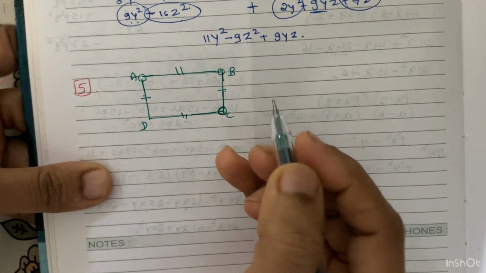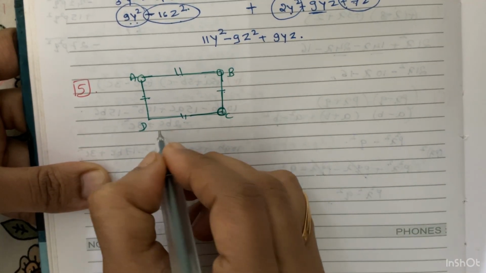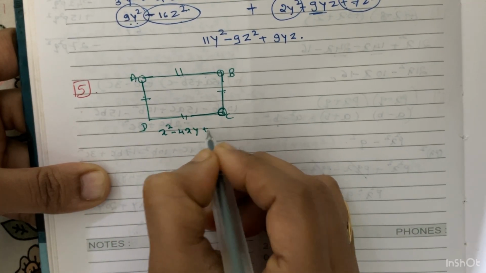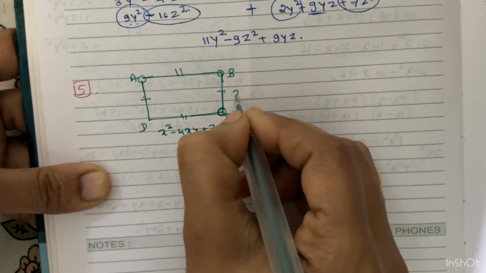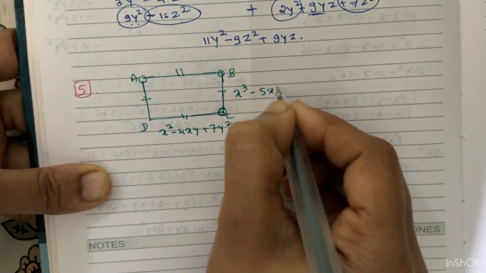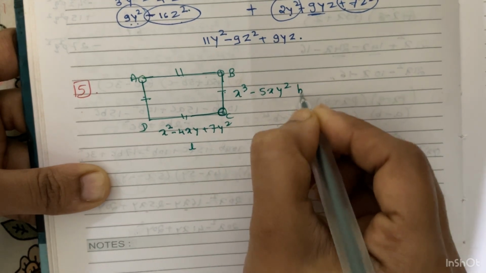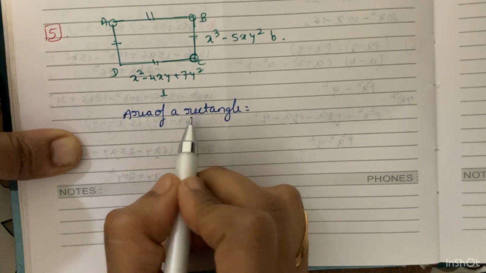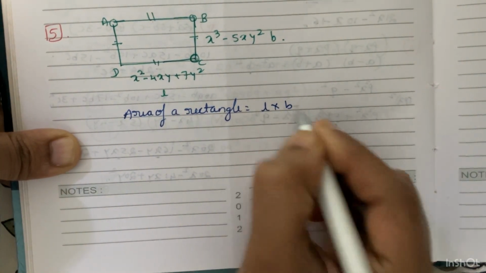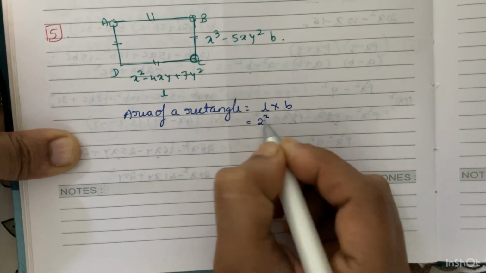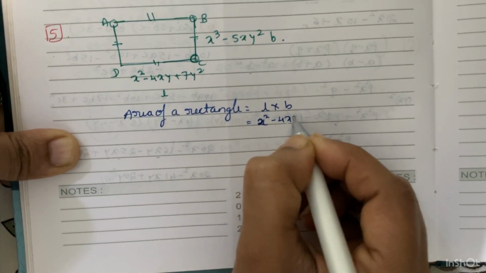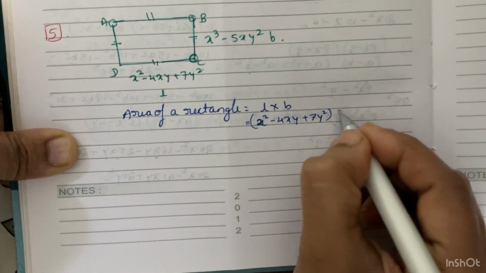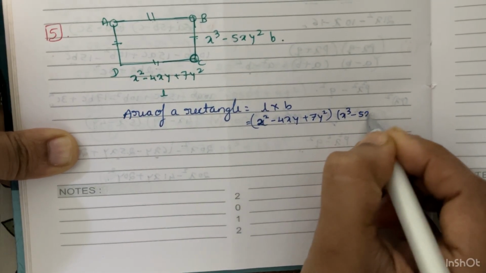So the adjacent sides' values have been given. We can consider any one side for any side here. Minus 4xy plus 7y square, and for this I'll consider x cube minus 5xy square. This is the length and this is the breadth here. We need to find the area of the rectangle, right? The area of a rectangle formula is L into B. L is x square minus 4xy plus 7y square, put in a bracket, and B is x cube minus 5xy square.